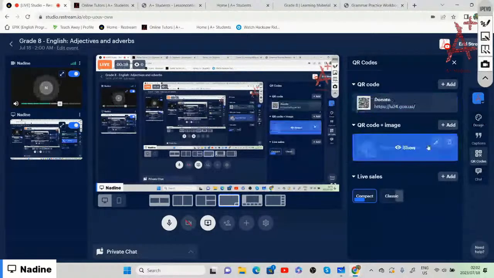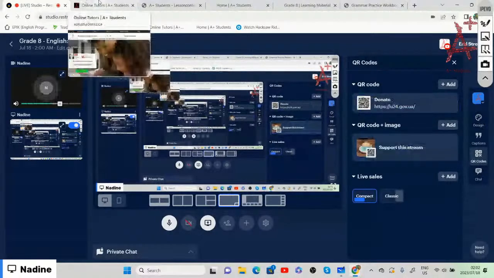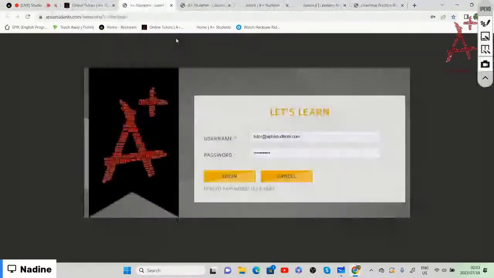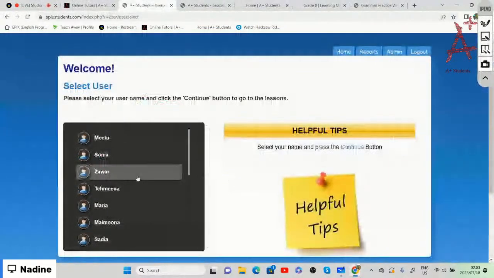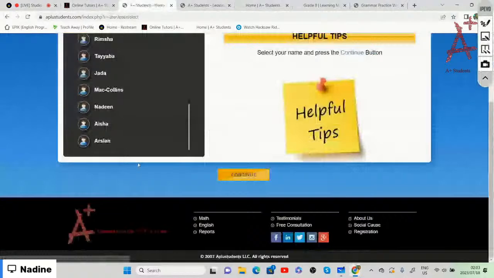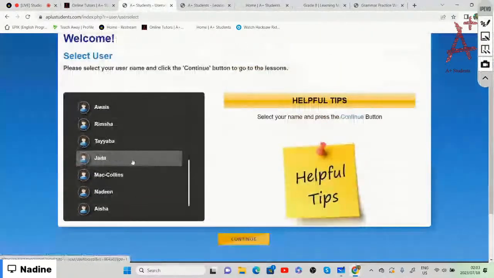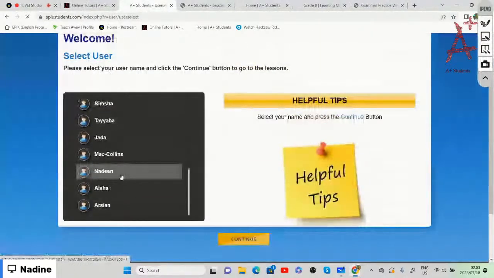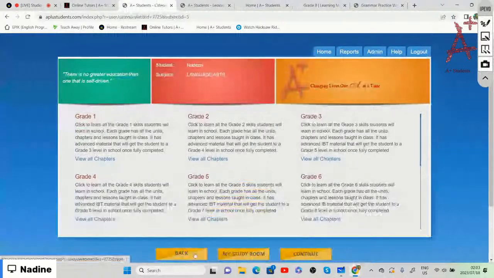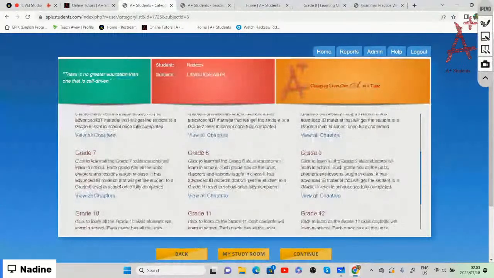we're going to go to aplusstudents.ca, and then we're going to log in with our username as well as your password. Scroll down. Where is this? And then we click on the subject of language arts. So once we've selected language arts, we go to grade 8.